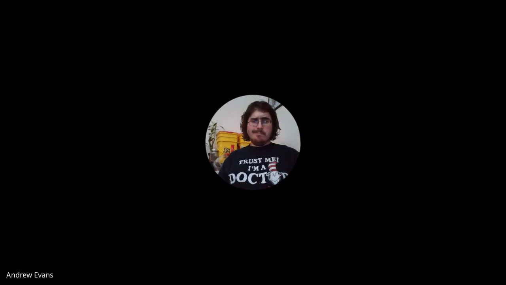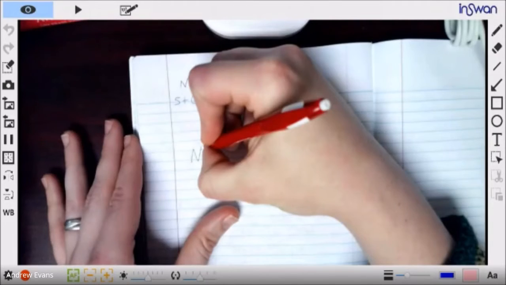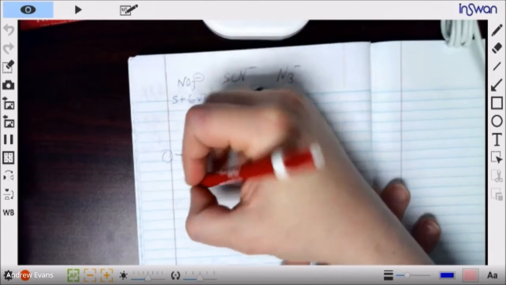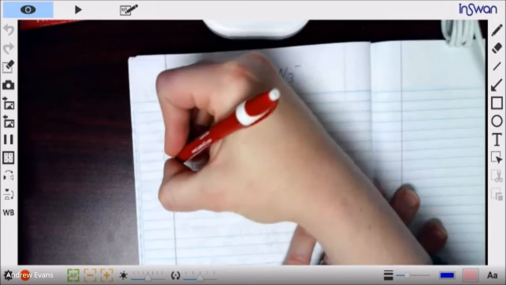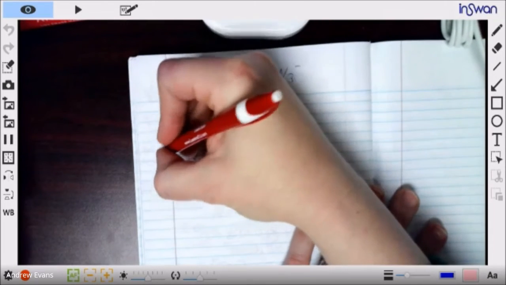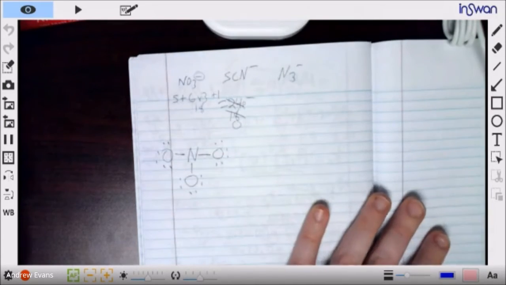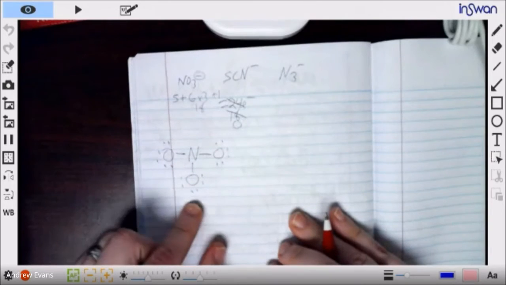Each oxygen wants to have 8. So each oxygen currently has 2. So let's use 2, 4, 6, 8, 10, 12, 14, 16, 18. I'm having some trouble counting. So right now, each oxygen has an octet.